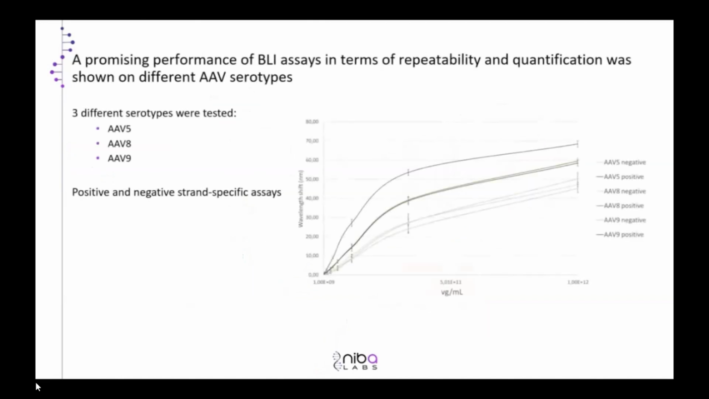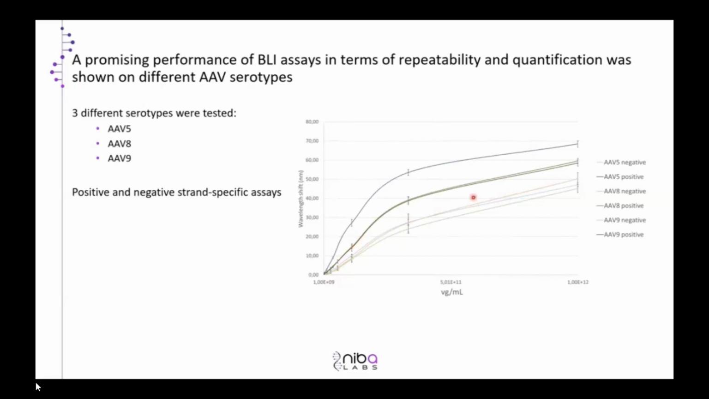First, I can tell you that we started working on the vector genome titer with this approach, and we have seen very promising results using the BLI assays in terms of repeatability and quantification, which we showed on different AAV serotypes. So we tested AAV 5, 8, and 9, and we used positive and negative strand-specific assays. You can see that the shapes of the curves are similar.